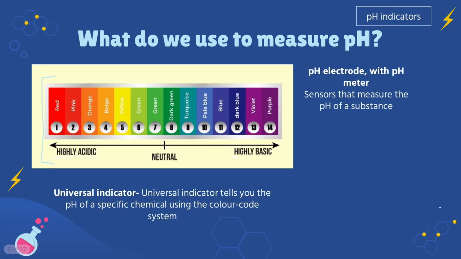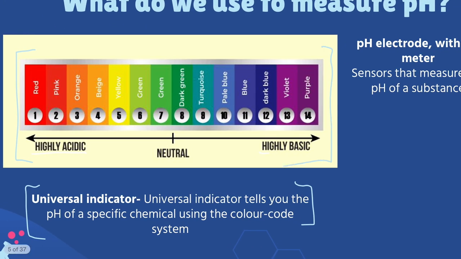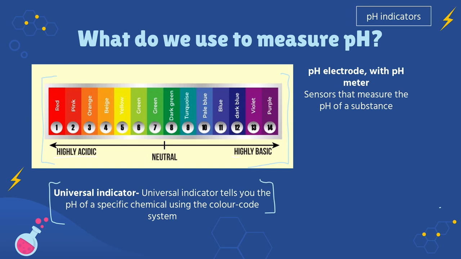So what do we exactly use to measure pH? The most prominent way that we use to measure pH is by using something called universal indicator. So this is an indicator that shows you the pH of a specific chemical using a color code system. So this is basically what a universal indicator is. You can see that there are specific colors for each pH. In experiments, we also use something called a pH electrode, and this contains basically a pH meter. So the pH electrode basically contains sensors that measure the pH of a substance. This often comes in automated systems and different experiments.